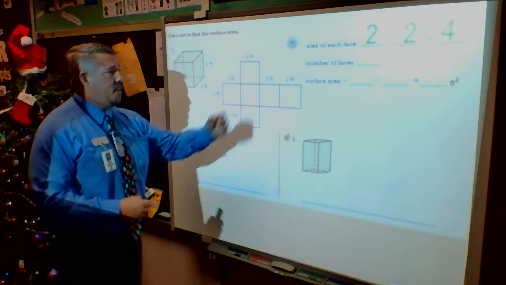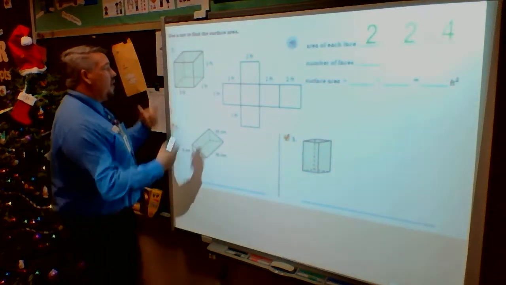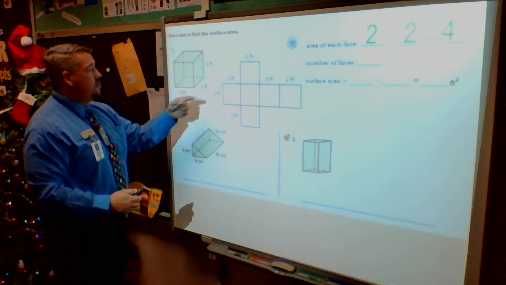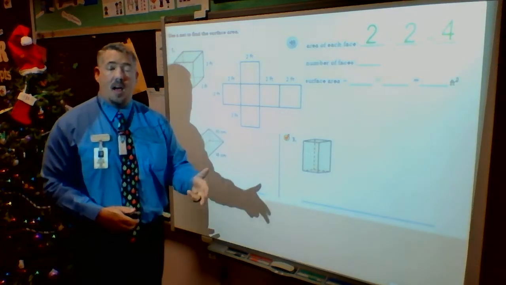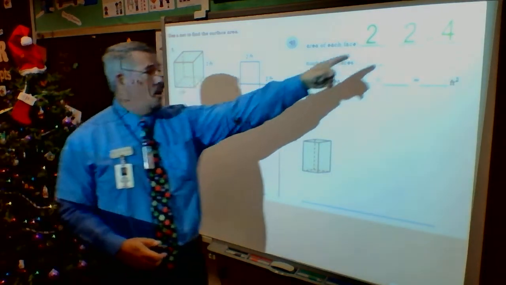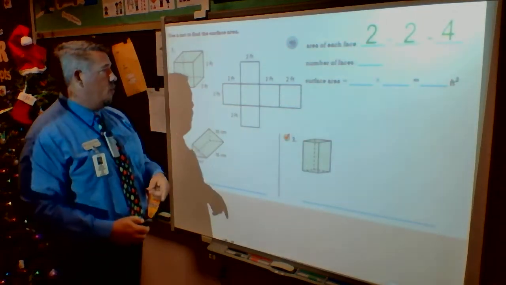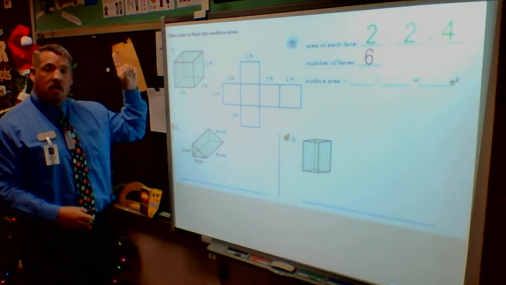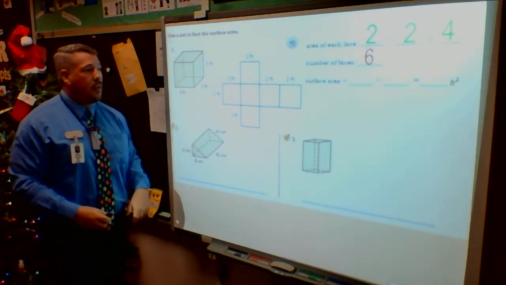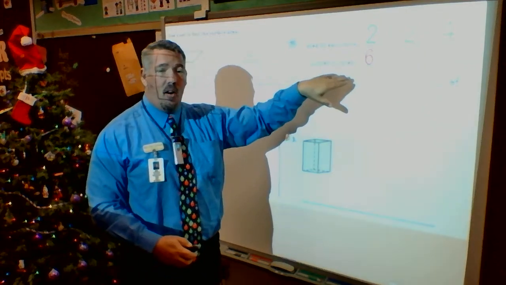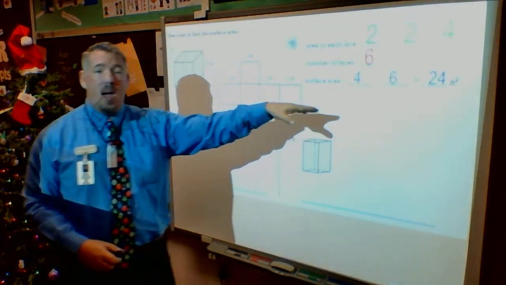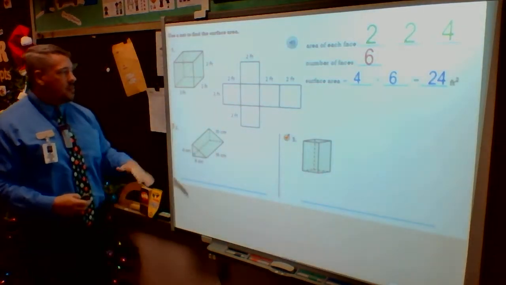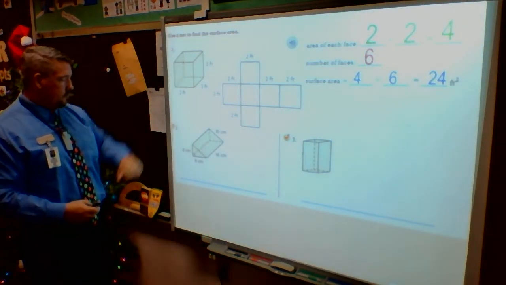So if I know the area of each face, and I look at it, it's a cube because I have 2 by 2 by 2. So I'm going to take 2 times 2, which is my base times my height, or my length times my width. I know that each of them is 4. The number of faces that I have is 6: front and back, top and bottom, right and left. So if I take my 4, which is my area for every single one, and multiply by how many there are, I know I have 24 square feet as my surface area for this cube.